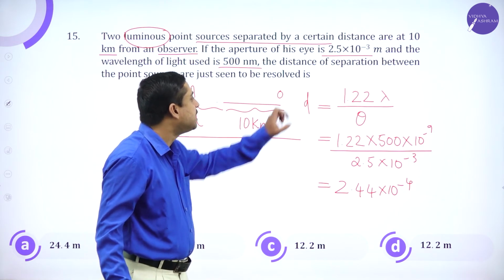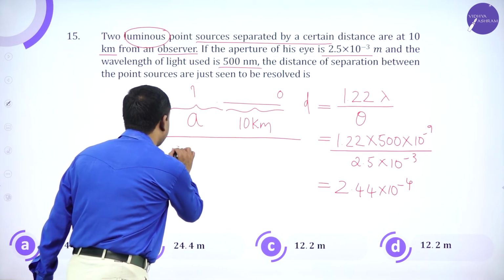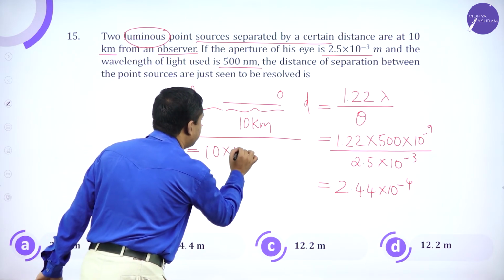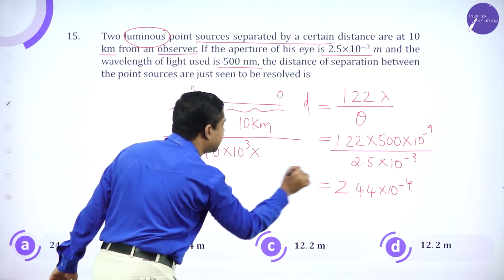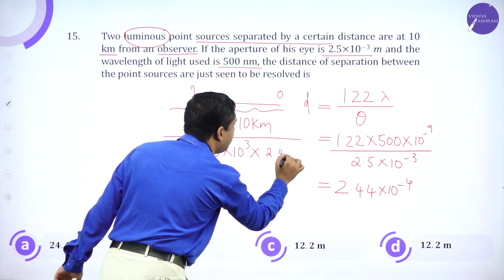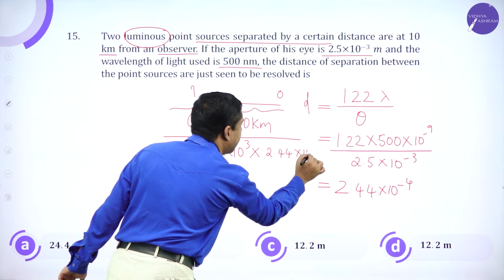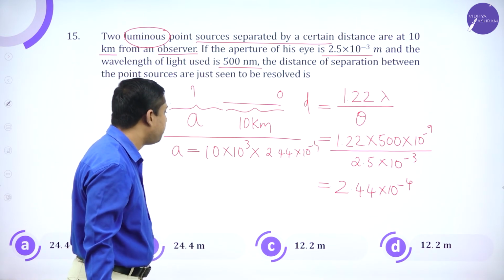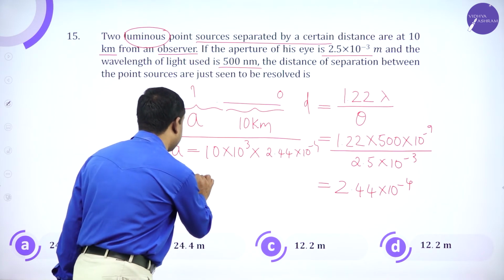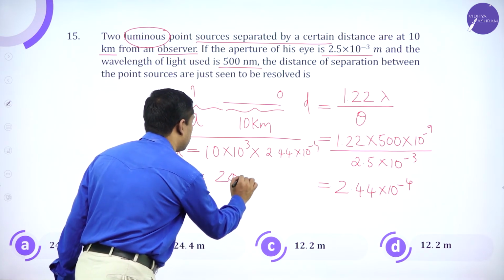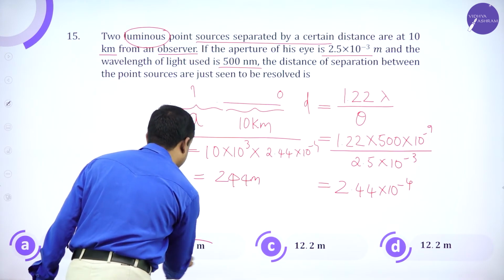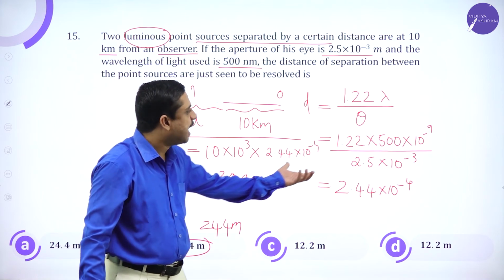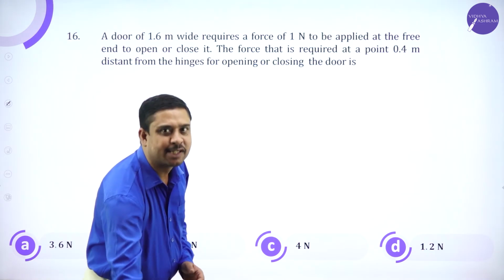But that is not what is asked. I want this A. So this A is 10 into 10 power 3 into this theta, 2.44 into 10 power minus 4. So when we simplify, the answer turns out to be 244 meters. So the answer here is 244 meters. Again, see, so simple. Next one.